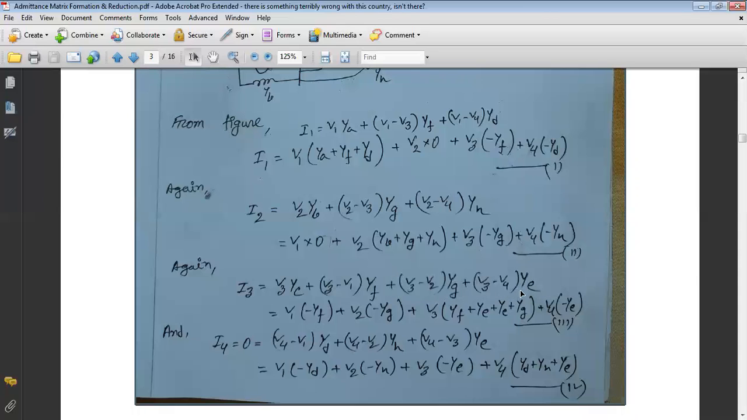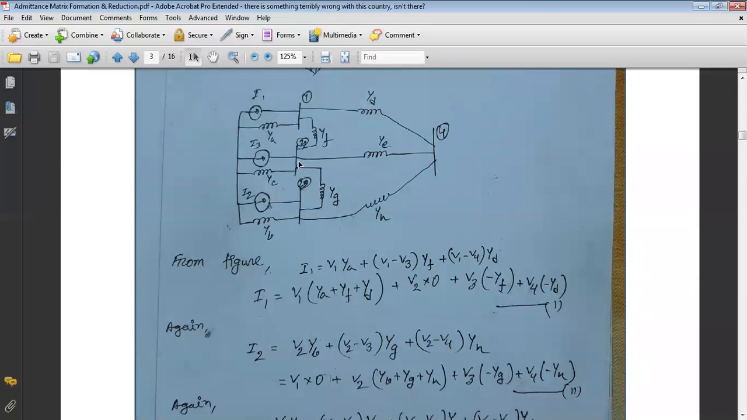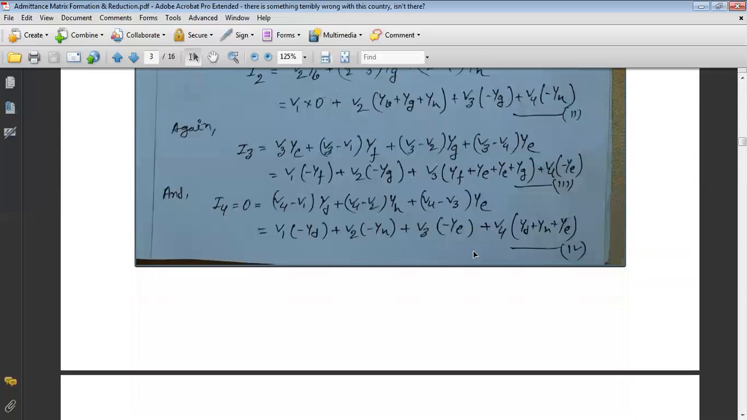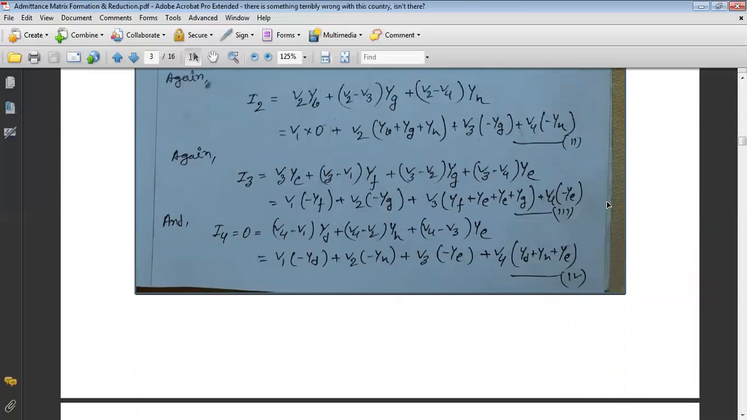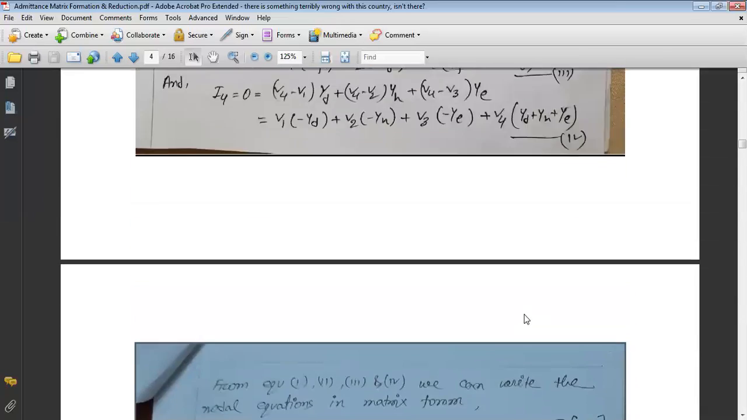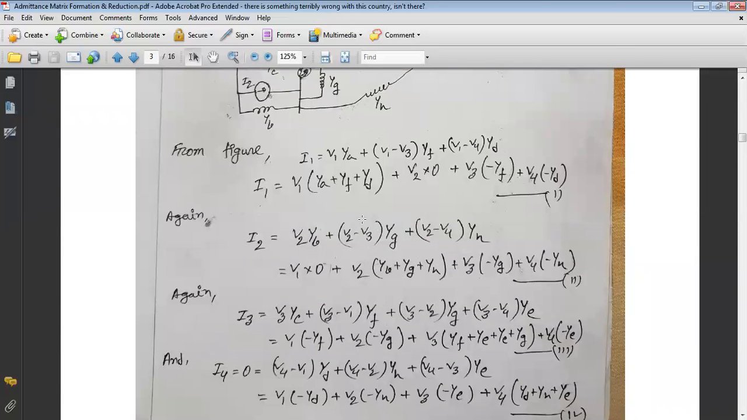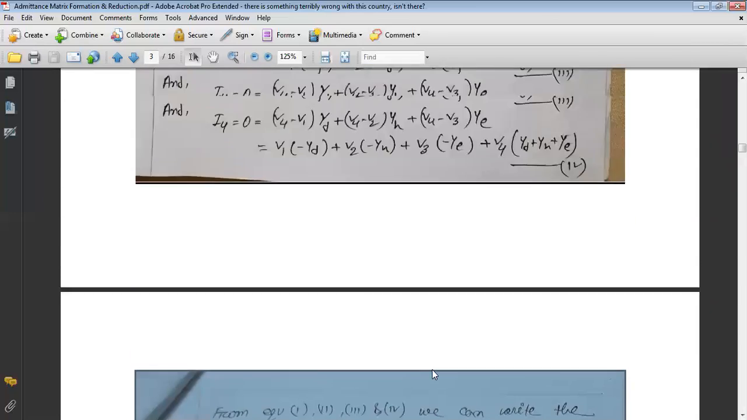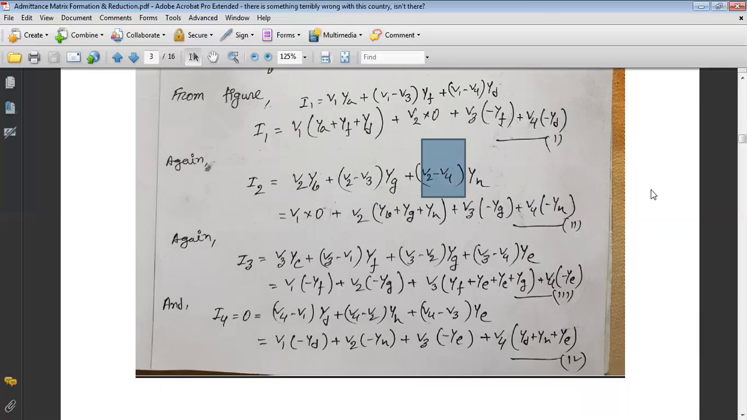In a similar way, we can find the nodal equation of bus 3 and the nodal equation of bus 4. And these are the 4 nodal equations. So now we want to place these nodal equations in a matrix form, because we have to determine the bus admittance matrix. So that's why we have to put the 4 equations in a matrix form.